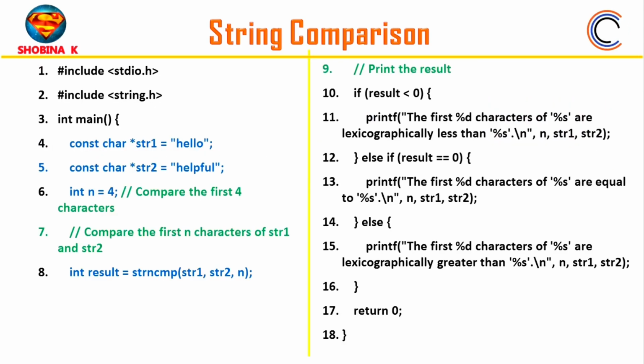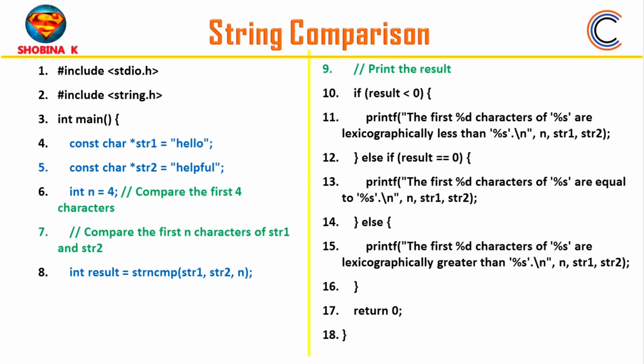Look at this example. First include the necessary header files, and then we have the main function. Next, the string initialization. Here two constant character pointers str1 and str2 are initialized to point to the strings hello and helpful respectively. And then variable initialization. Here an integer variable n is initialized with the value 4. So it indicates that we want to compare the first 4 characters of each string. Next, the strncmp function call.